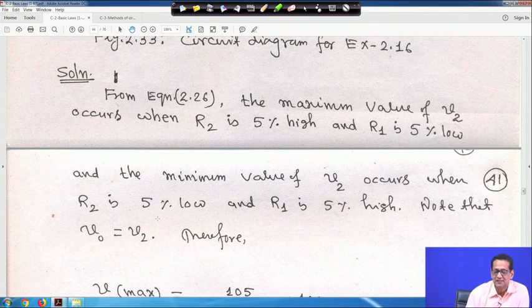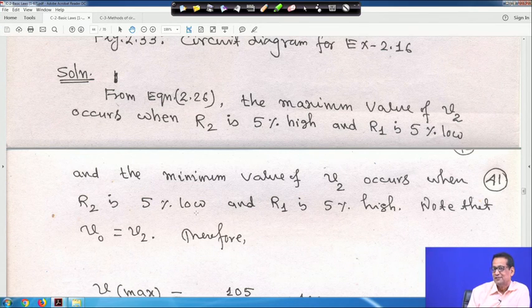Note that V0 is equal to V2, because just now when we connected the load resistance RL, we saw that it is V0 upon V2. So, the question is that the maximum value of V2 occurs when R2 is 5% high and R1 is 5% low. Why? You find out. Similarly, the minimum value of V2 occurs when R2 is 5% low and R1 is 5% high. From your intuition you find out.